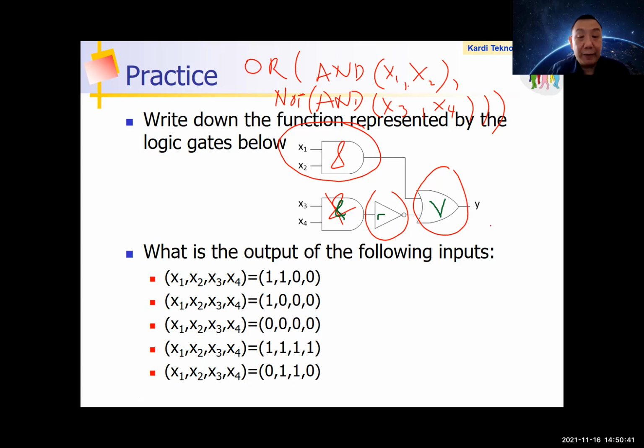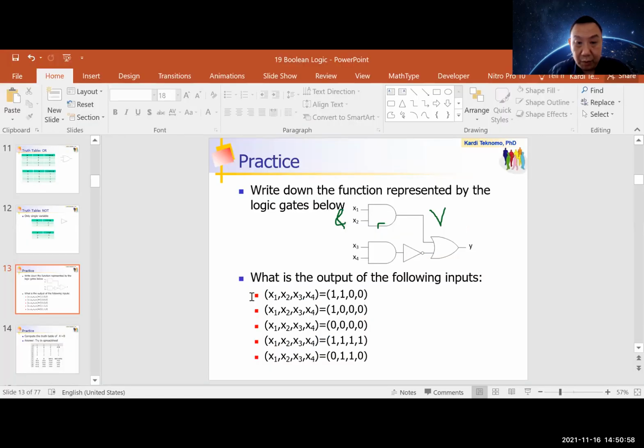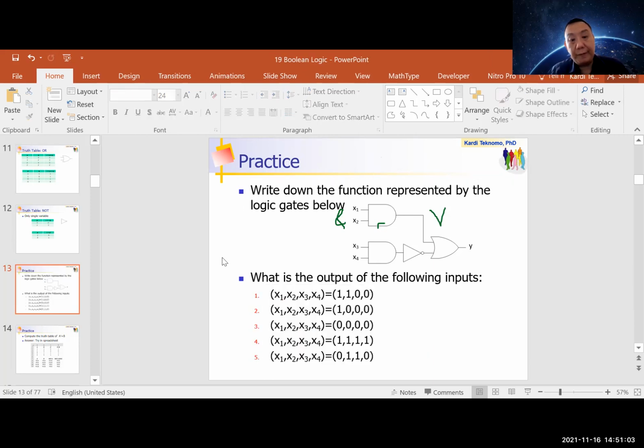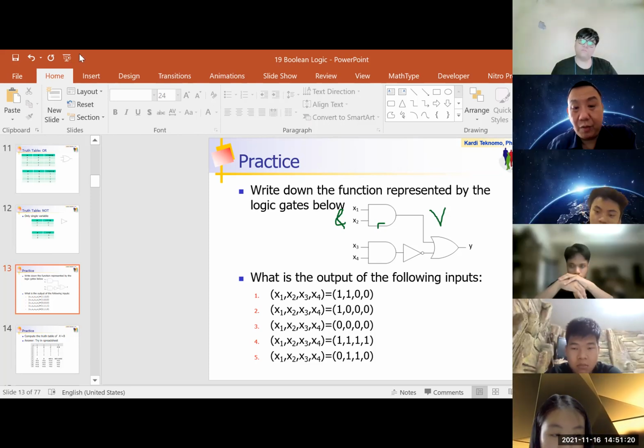Okay, you open your Excel. And then I have several questions here. What will be the output if the input is this? Okay, let me put this into numbers so that I can assign. Number 1, who will answer? Number 2, who will answer? Number 3, 4, and 5. So I need 5 students to volunteer here to answer this question. What will be the output?